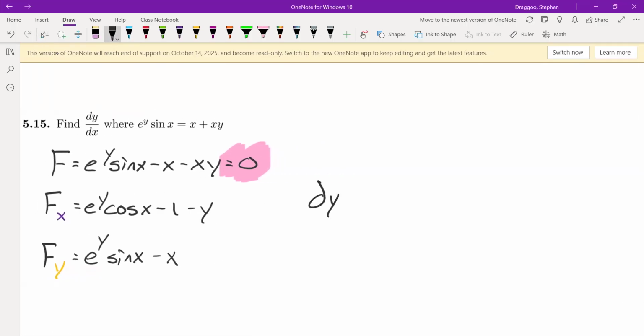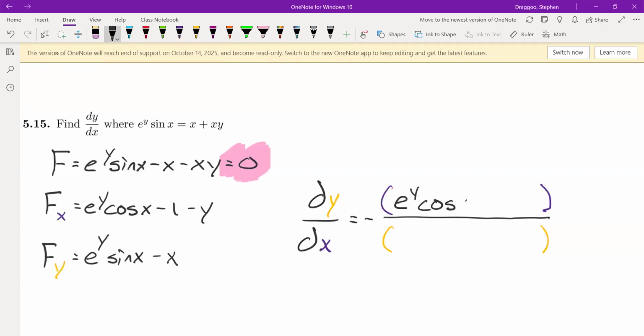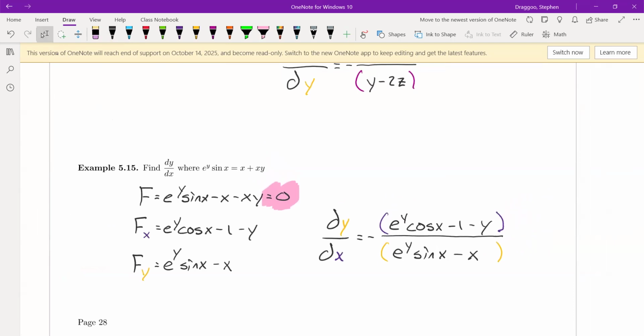So in the end, dy over dx, that part's in yellow, that part's in purple, is equal to negative. Big old line. The purple part is on top and the yellow part is on bottom. This is e to the y cosine of x minus 1 minus y, and my denominator e to the y sine x minus x. And that's my implicit derivative. That one really went back to just a Calc 1 problem.